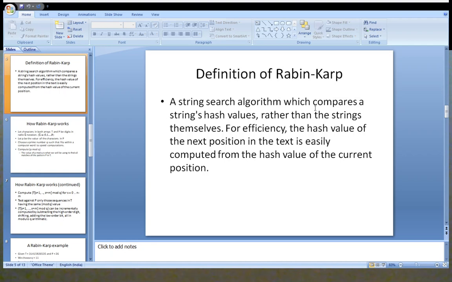So if the hash values are not the same, then we shall not perform one-by-one matching, and we shall ignore or bypass that sequence. We shall compare only if the corresponding hash values match. If the hash value does not match, then we do not perform one-to-one matching.